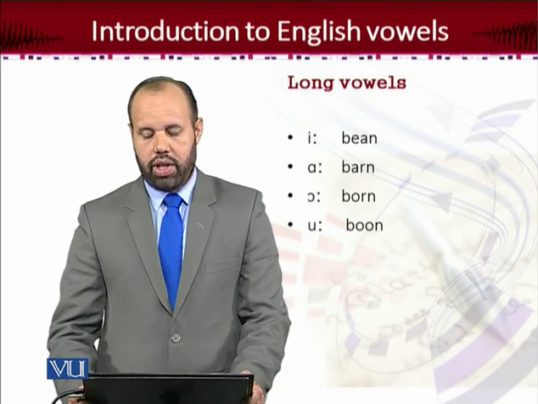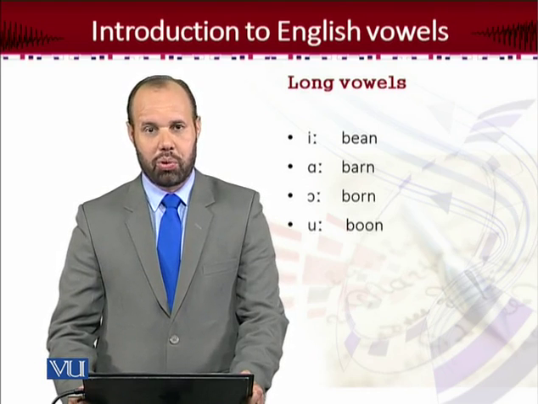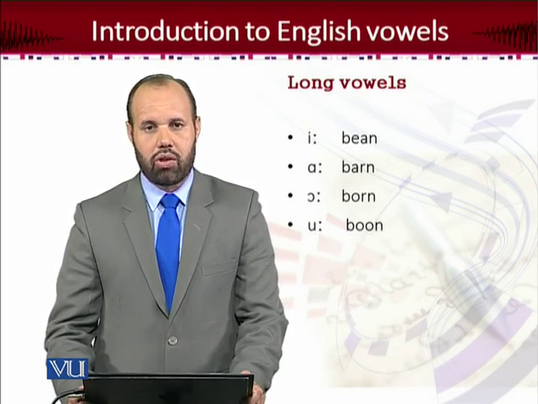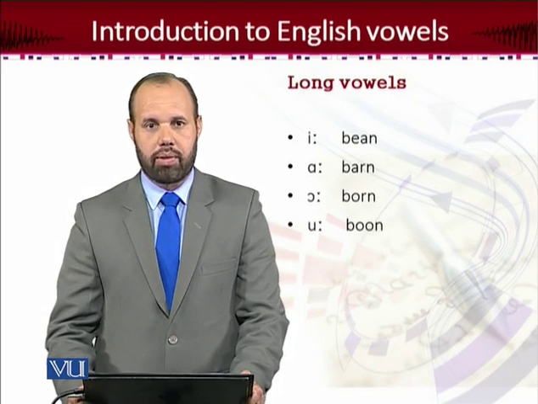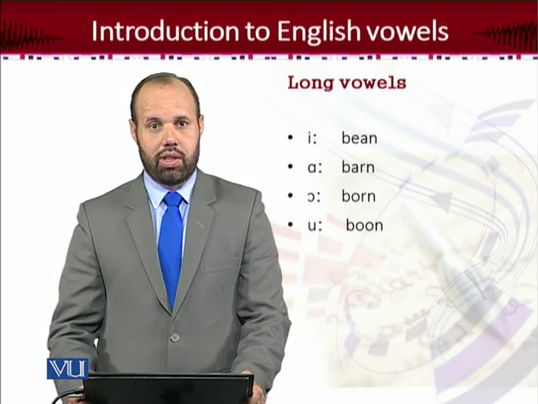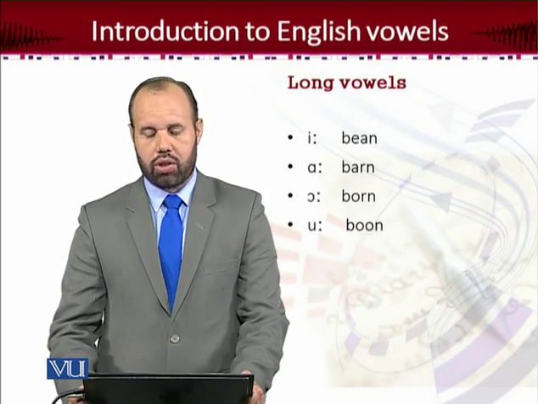And then we have the oo sound, which is the close sound, and it's a back sound. As discussed earlier, the tongue is very close to the roof of the mouth, and it is pronounced from the back part of the tongue. The back part of the tongue is raised towards the roof of the mouth. So this is the oo sound, like in boon or spoon, or cool. This is also one of the long vowels of English.